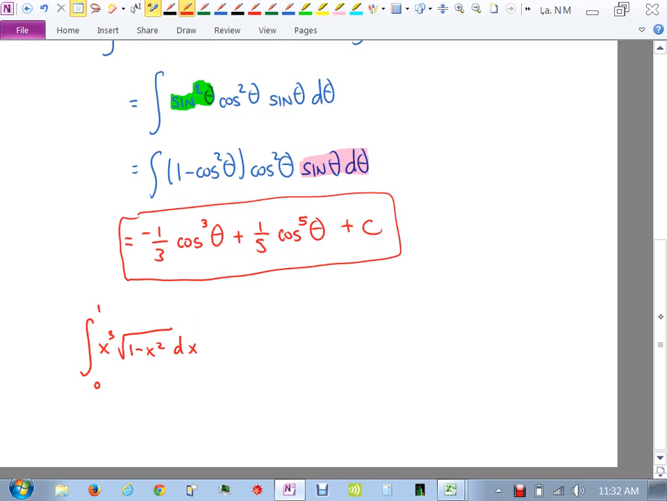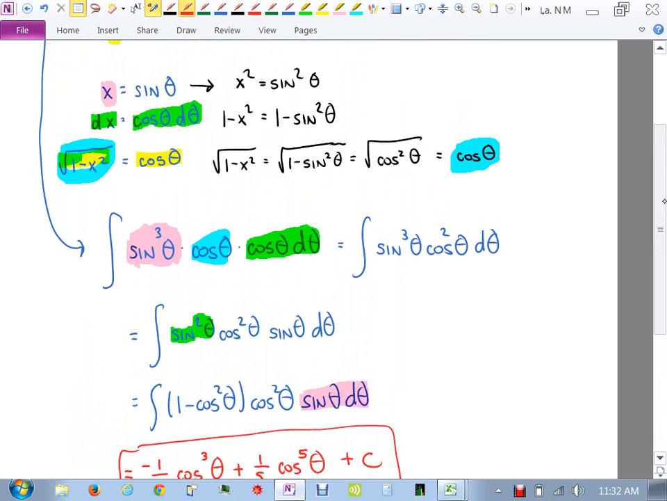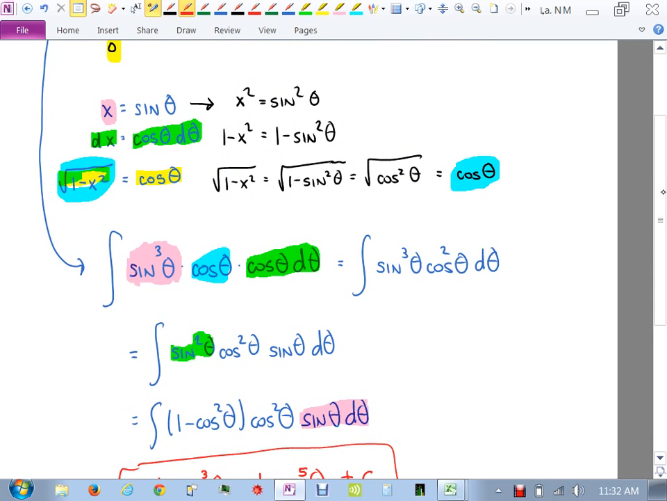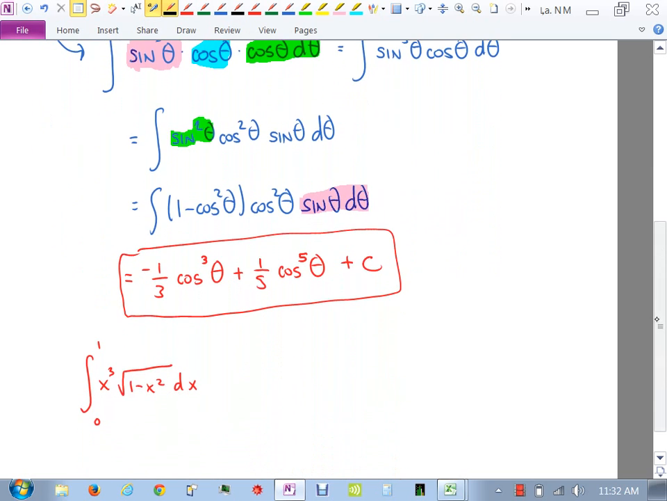Where do you go to find that information? You go up to your substitution. Let me go to my substitution. What was x? Okay. From that information, x is sine theta.